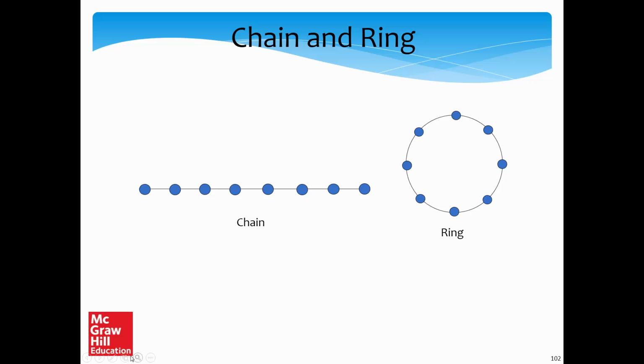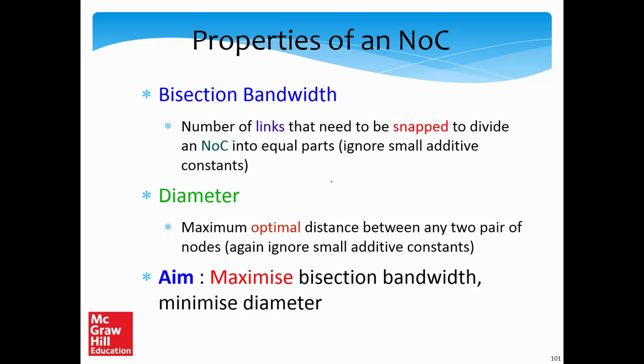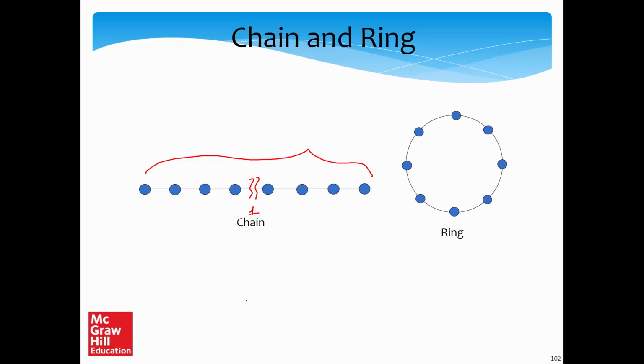In a chain, all the nodes are arranged in this fashion, and one connects to the other, and the other one connects to the next, and so on. The nice thing about this is that it is simple, but the bisection bandwidth is really low, it is 1. And the diameter is really large: I'll have to traverse n minus 1 links, so the diameter is fairly large. So what was our aim? The aim was to maximize the bisection bandwidth and minimize the diameter. We are not doing that. We are in fact doing the reverse.